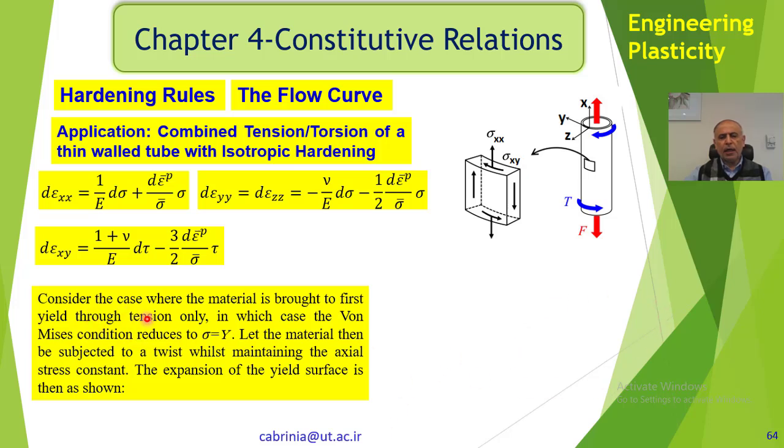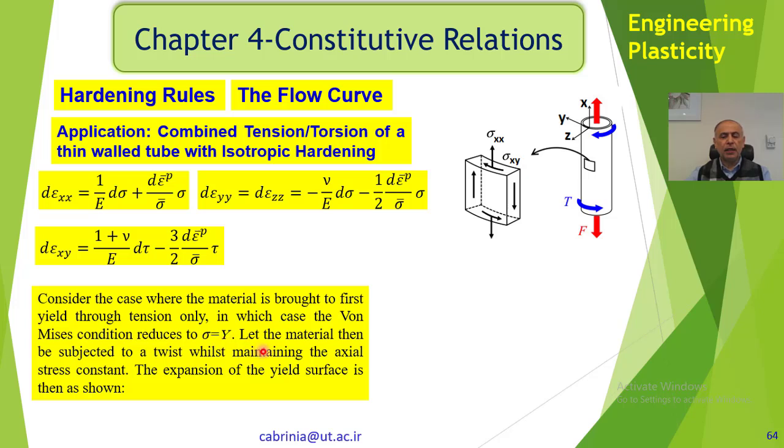Now, we consider again, if you remember the way we loaded in here, I just repeat it. Consider the case where the material is brought to first yield through tension only. So the first loading that we are applying on this thin cylinder is not torsion plus axial load. In fact, we don't have any torsion. We just have axial load. So we increase the axial load until we reach the yield. Okay, so according to the von Mises condition, sigma equal to Y in uniaxial loading. So that's the first yield.